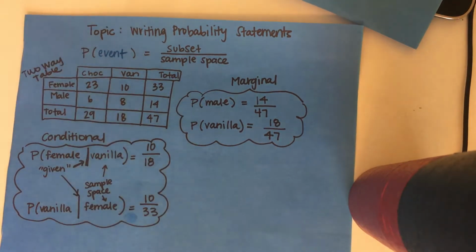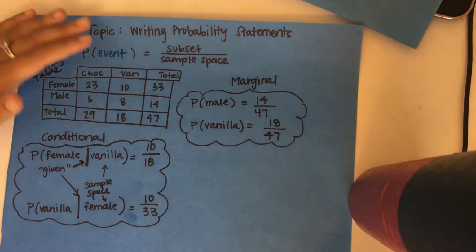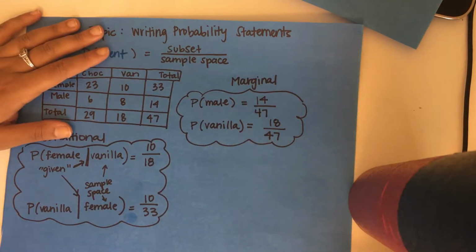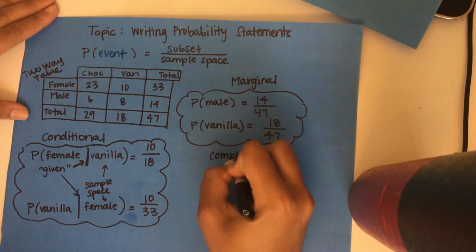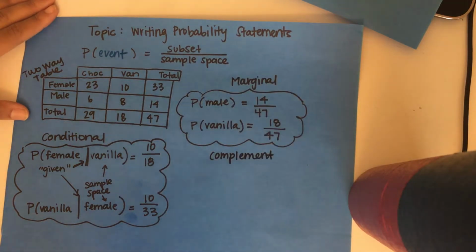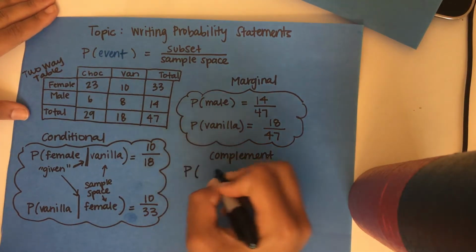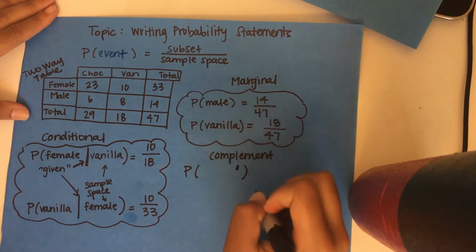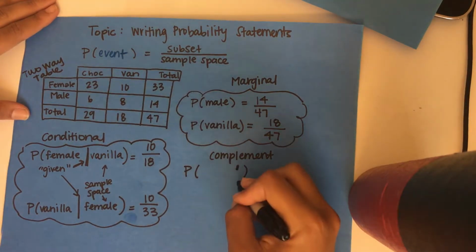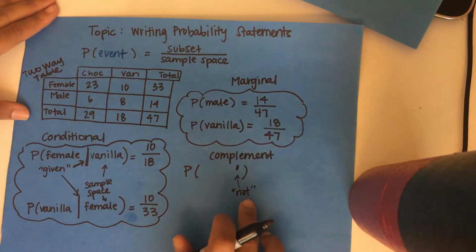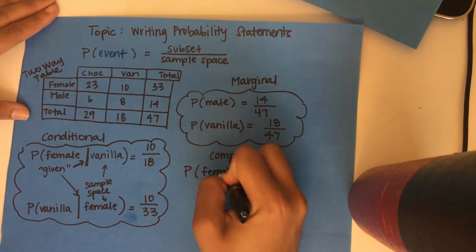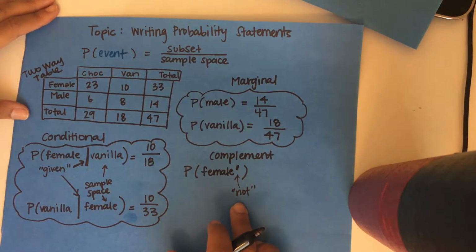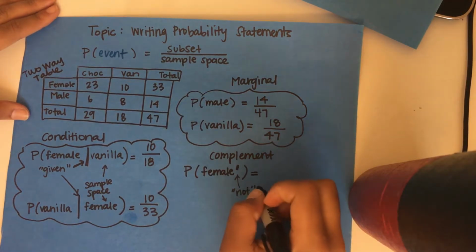There it is as well. Another type of probability statement is a complement. So the complement is notated by this little apostrophe. This apostrophe in words means "not." So we could ask maybe, what is the probability that someone is not female? Well, if they're not female, then they are male.